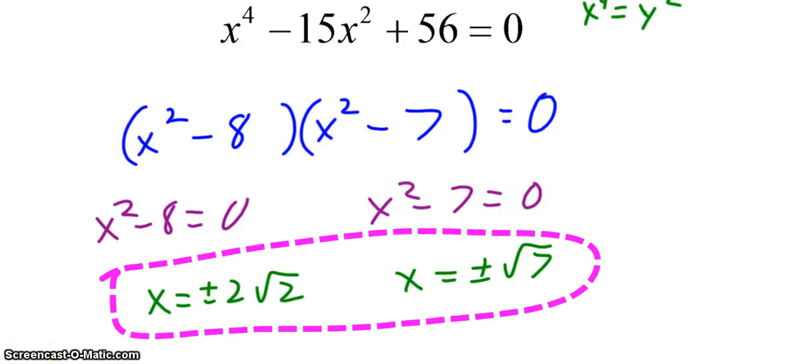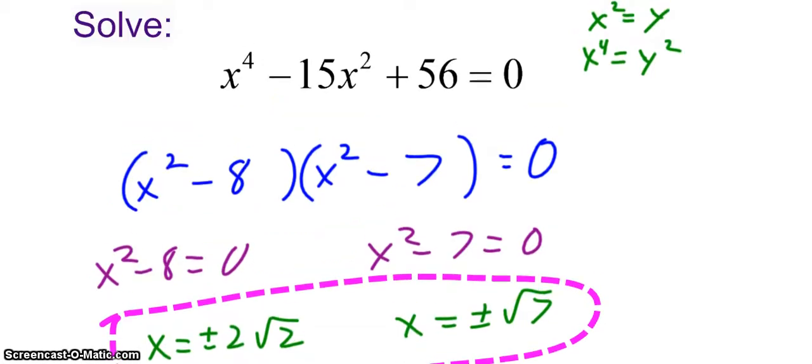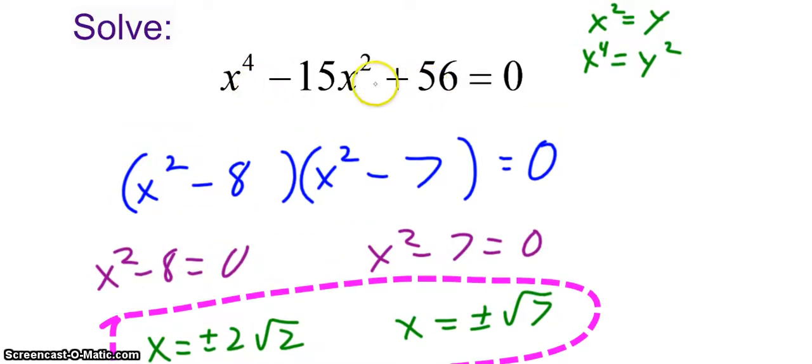Okay, so here we should end up with x equals plus or minus 2 root 2 and x equals plus or minus root 7. How do we get that? Well, this again is of quadratic form, so you could have done a substitution. So for example, you could say x squared equals y, therefore x to the 4th is y squared, and rewrite this as y squared minus 15y plus 56 equals 0. Factor that into y minus 8 and y minus 7, and then substitute back in the x squared.